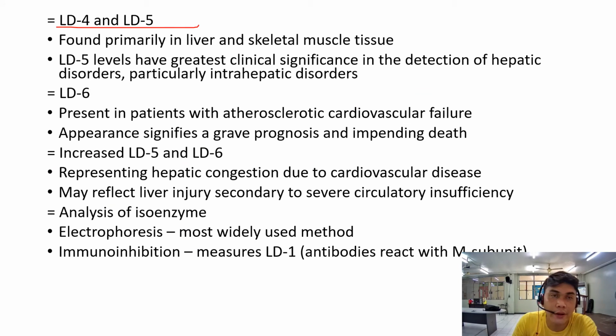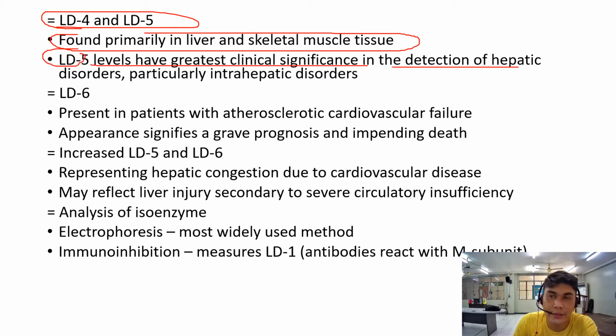Next, LD4 and LD5 are found primarily in liver and skeletal muscle tissue. LD5 levels have the greatest clinical significance in the detection of hepatic disorders, particularly intrahepatic disorders. So regarding LD5, it's abundant in skeletal muscle, but you can use LD5 to check for damage in your hepatocytes. So LD5 is increased, and also LD4, if there is liver involvement.